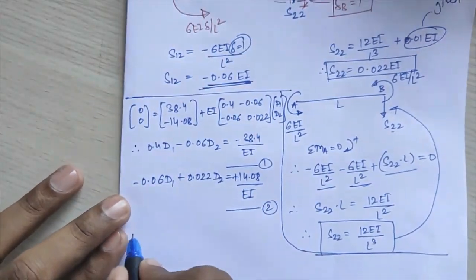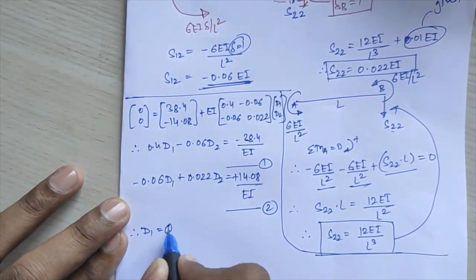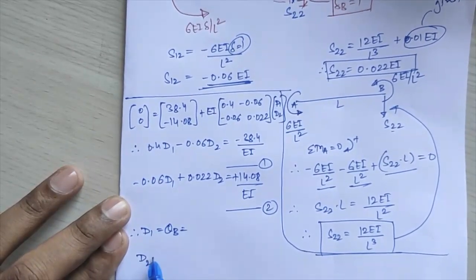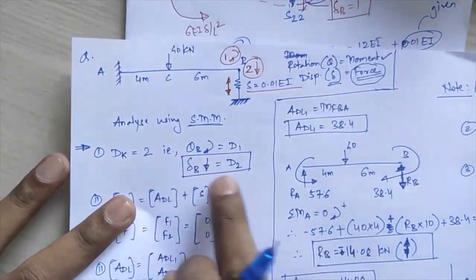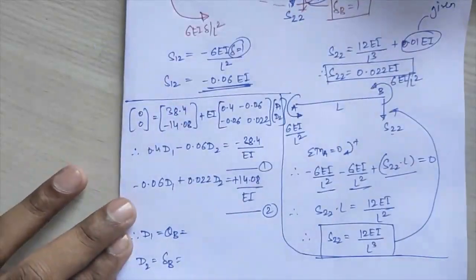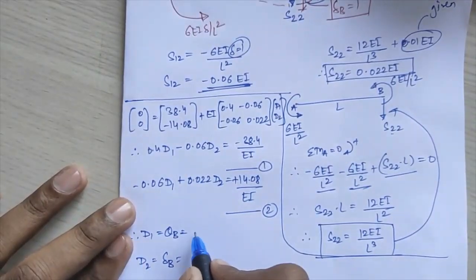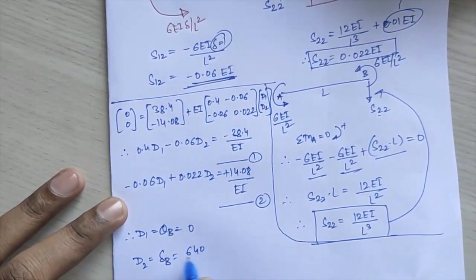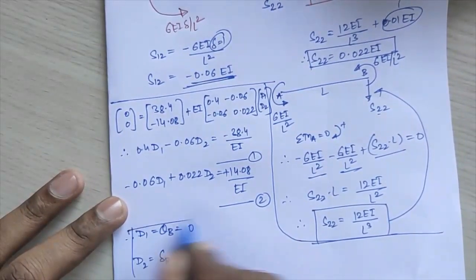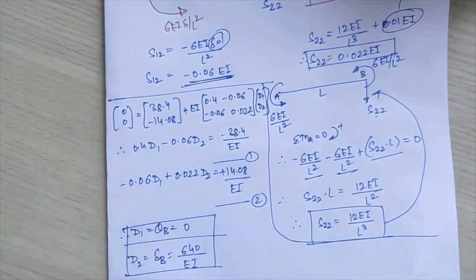So solving these two equations for D1 and D2, D1 is nothing but the theta B value and D2 is nothing but the delta B value, that we assumed as our redundants here. D1 as theta B and D2 as delta B. I get theta B equal to 0 and delta B equal to 640 upon EI. You check these values, what you are getting. D1, that is theta B, is equal to 0, and D2, that is delta B, is equal to 640 upon EI.